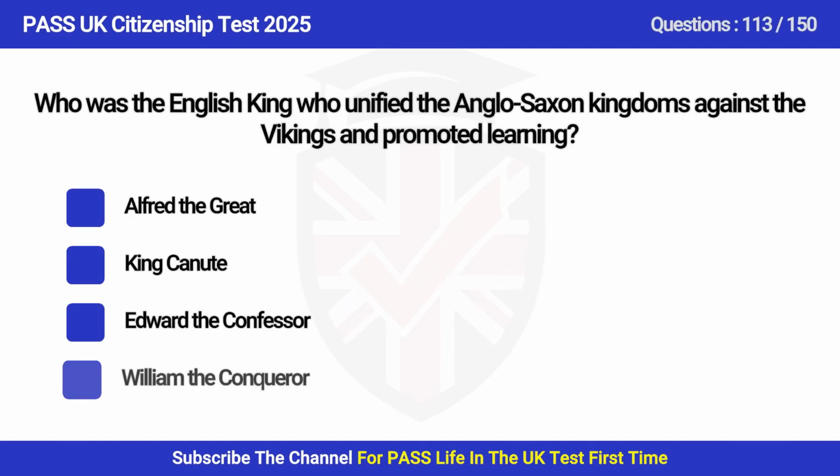Question 113. Who was the English king who unified the Anglo-Saxon kingdoms against the Vikings and promoted learning? A. Alfred the Great, B. King Canute, C. Edward the Confessor, D. William the Conqueror.